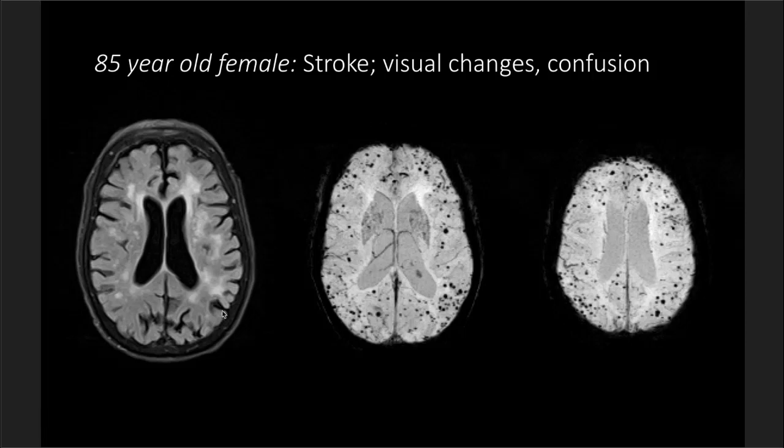And this is something that affects typically elderly patients, and what we're going to see is these innumerable foci of susceptibility artifact, which are microhemorrhages in the brain. We're going to see chronic small vessel ischemic changes in the white matter, these areas of hyperintense signal in the white matter, and we're going to see some volume loss. And this is cerebral amyloid angiopathy.